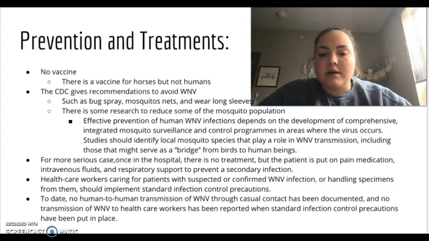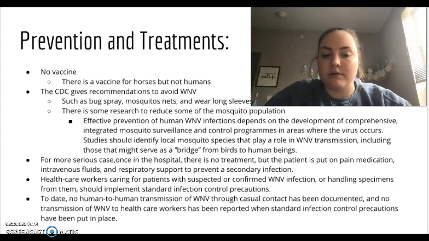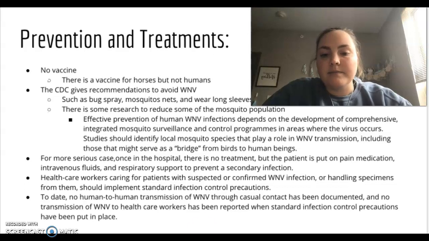Even though it's hard to transmit West Nile from human to human, if you get a cut, it could infect the person handling the specimen. To date, no human-to-human transmission of West Nile through casual contact has been documented, and no transmission of West Nile to healthcare workers has been reported with standard infection control precautions in place. So be safe when handling West Nile.